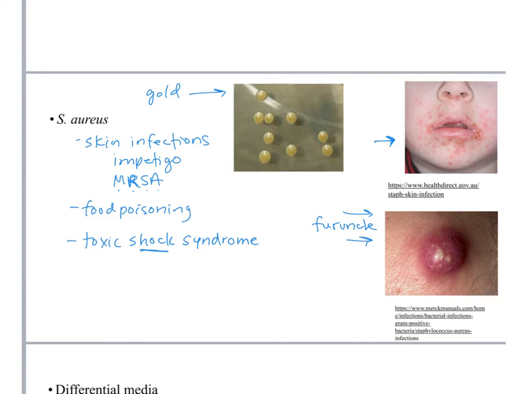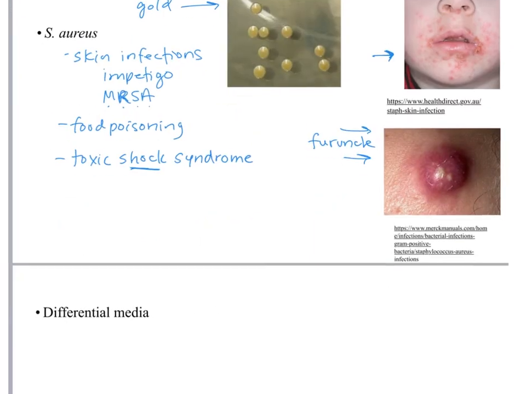Shouldn't leave tampons in more than 4 to 5 hours. Incidence is very low today. Men can get this as well, and it's not well understood why that is, but high fevers and rash have to do with that toxic shock syndrome. All right, so that's a little bit about our three organisms.